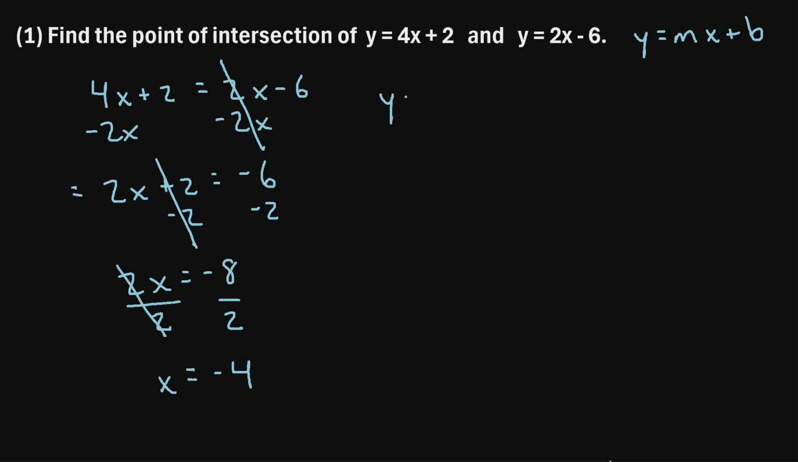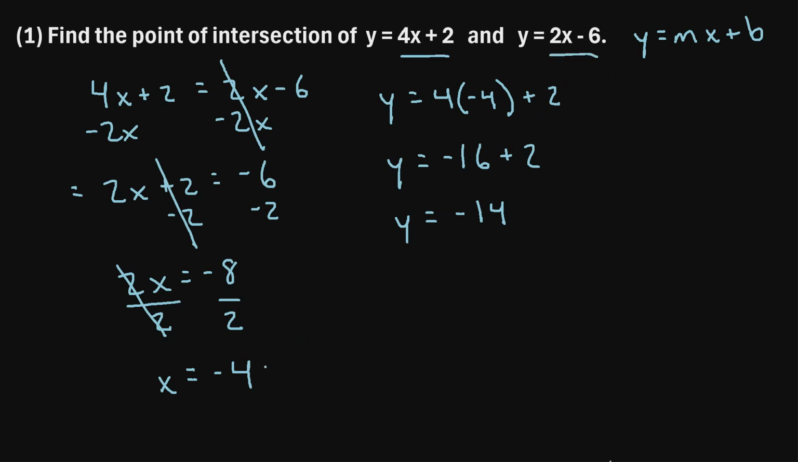So what we would get is y is equal to 4 times, we're plugging in this negative 4 right here for x. And then we have plus 2. So we get y is equal to 4 times negative 4 is negative 16 plus 2. So negative 16 plus 2 is negative 14. So we find that y is equal to negative 14. And just to prove that it doesn't matter which equation that you substituted x into, let's go ahead and substitute it into this one as well.